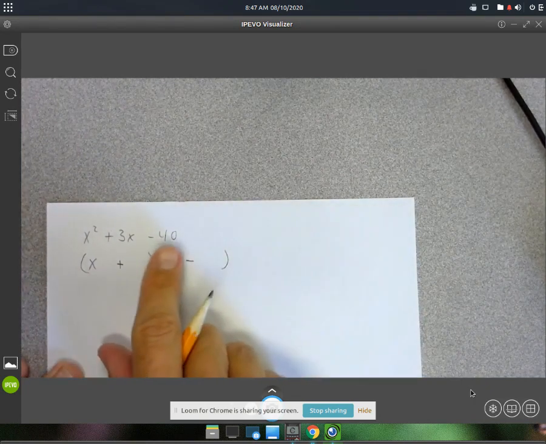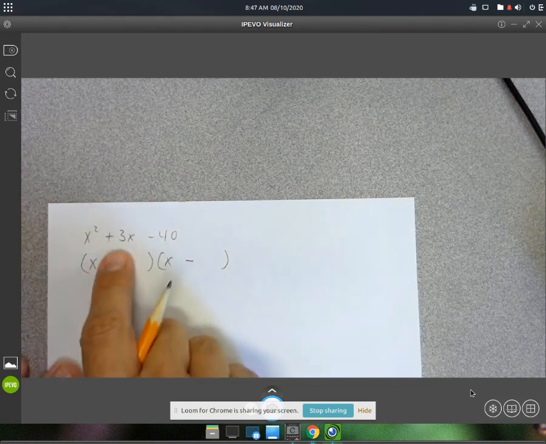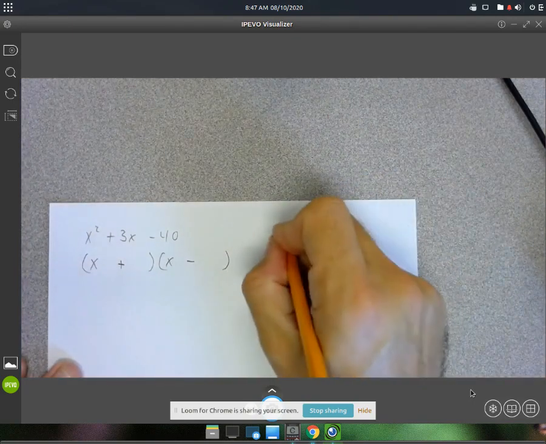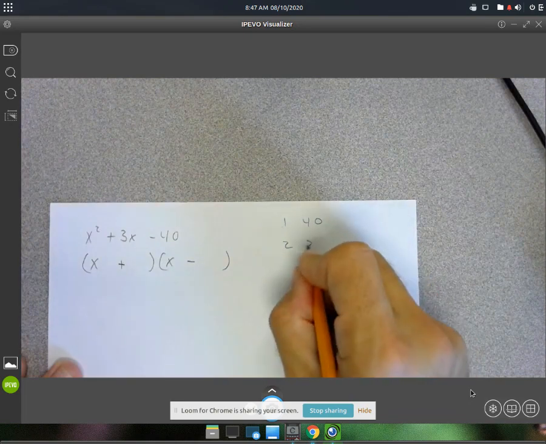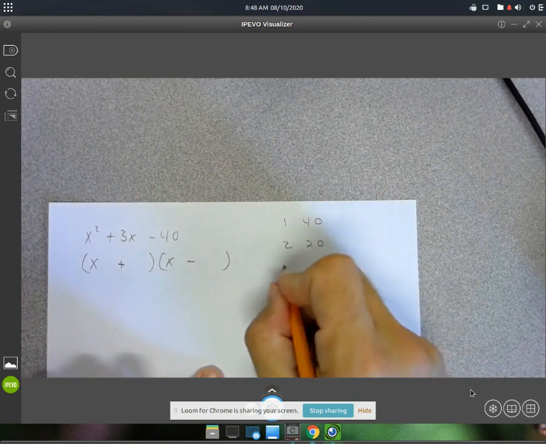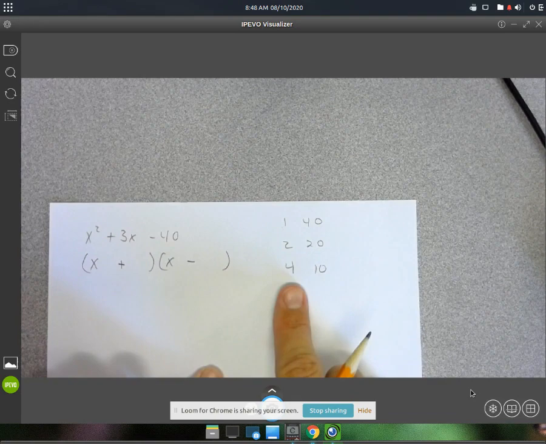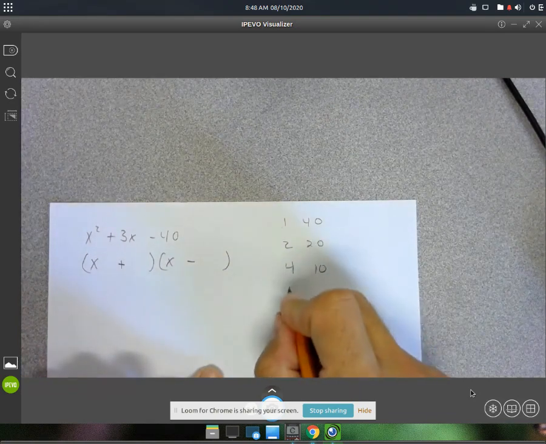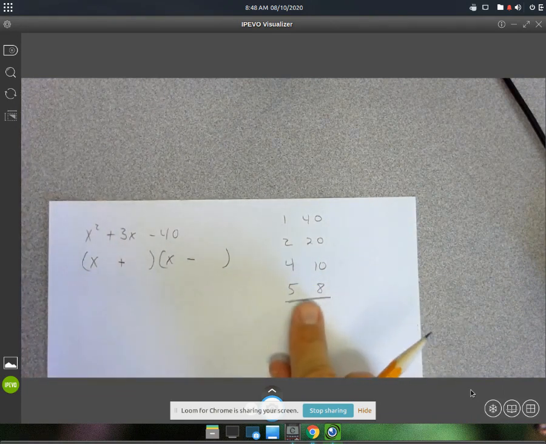All right. We're looking for two numbers that multiply to give us 40, and they subtract to give us 3. All right. So we've got 1 and 40, 2 and 20. 3 doesn't go into 40. 4 does go into 40. That'd be 4 times 10. Those have a difference of 6. 5 times 8 will also give us 40. That's what we wanted. All right, these numbers multiply to give us 40, and they subtract to give us 3.